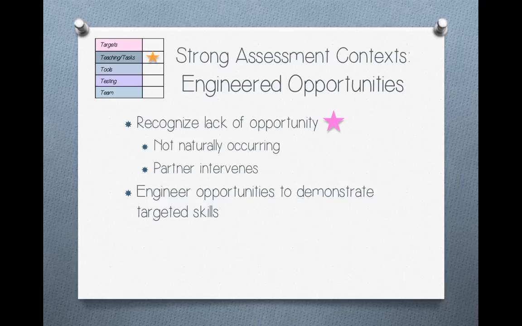But surprisingly, a lot of times when we say, okay, the student can't or doesn't do this, then the next question should be, where did I expect to see that? Where did they have a chance to show me that? And more often than you would think, there was no chance to do that. There was no chance to show that.